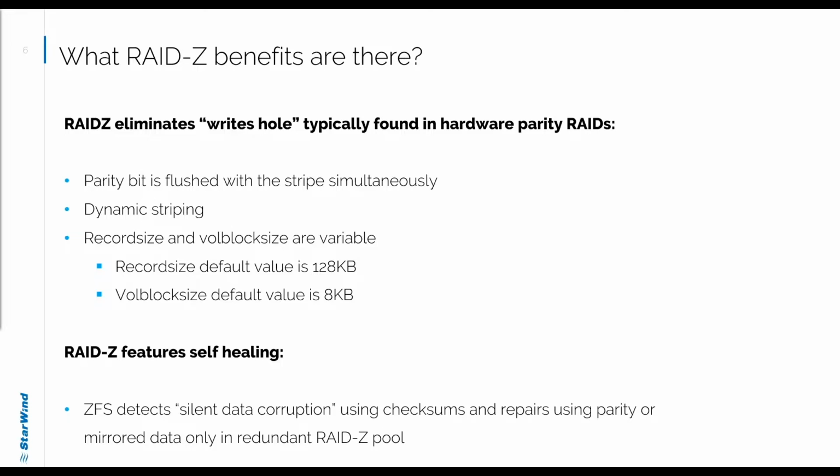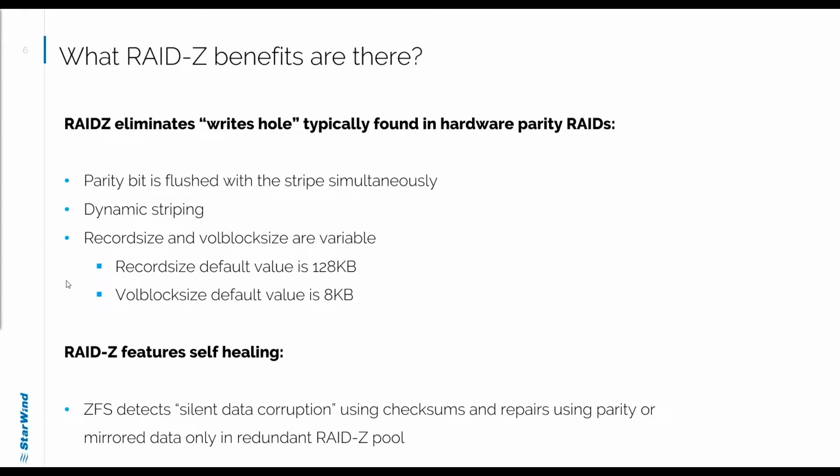In ZFS, instead, first of all, the stripe size can be set dynamically. Every block is flushed to disk in its own stripe size, and every RAID-Z write is a full stripe write. Further, the parity bit is flushed with the stripe simultaneously, basically eliminating the traditional RAID write hole. So in the event of a power failure, you either have the latest flush of data or you don't, but your disks will not be inconsistent.